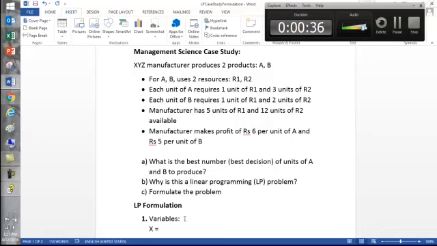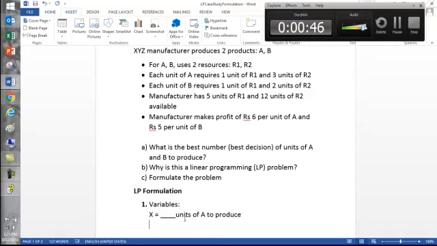Well, one thing we're trying to determine is the number of units of A to produce. And another variable, let's call it Y, is equal to the number of units of B to produce. So that's what we're trying to determine in this case study.